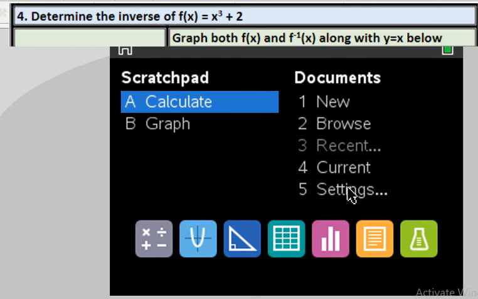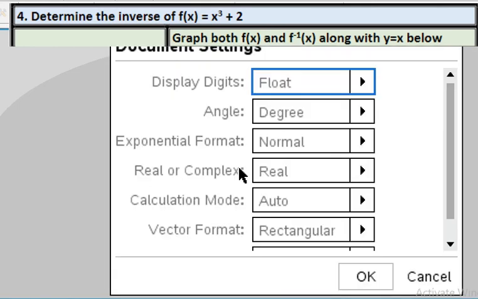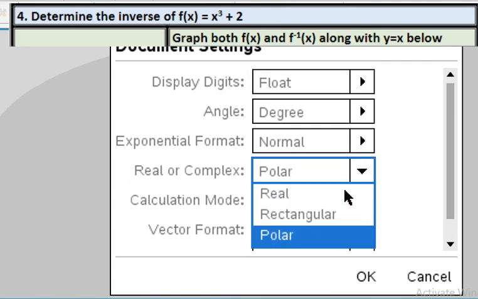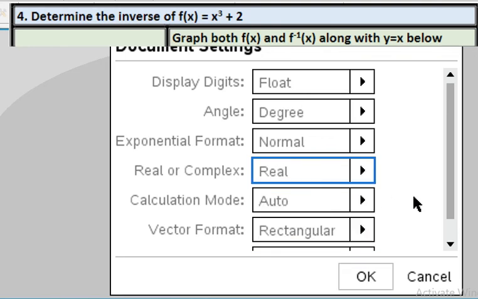So we're going to go to settings, go to document settings, and come down here to real or complex. There's 3 choices. There's polar, there's rectangular, and there's real. For some reason with the TI Nspire, if we're not in real mode, we will not see the complete function. So make sure that your calculator is actually in real mode for this operation.